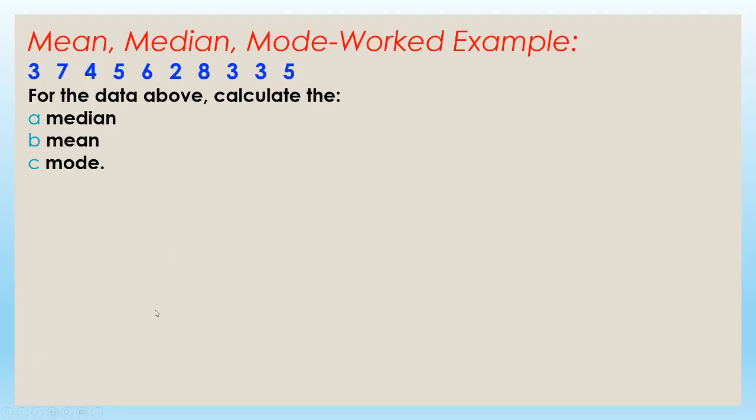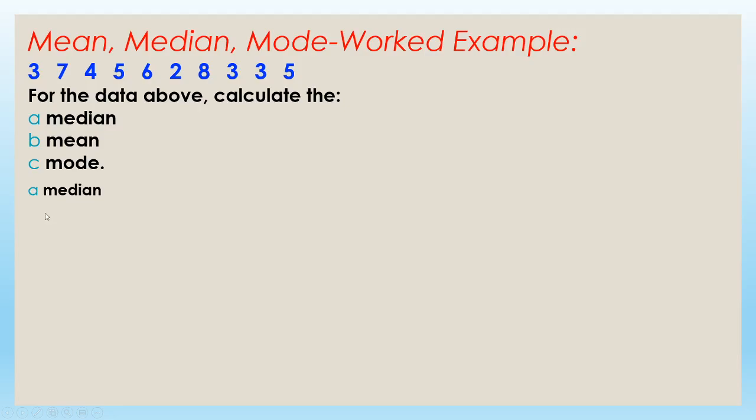So here we have an example. Work out the mean, median, and mode of this data. We have the numbers 3, 7, 4, 5, 6, 2, 8, 3, 3, 5. So find the median, mean, and mode.